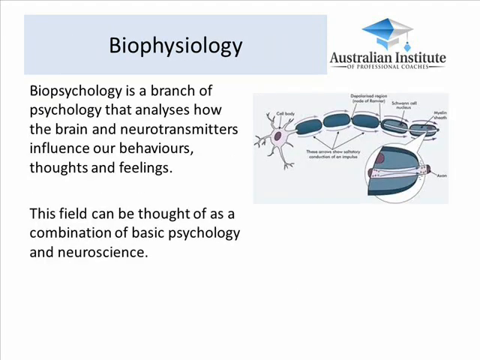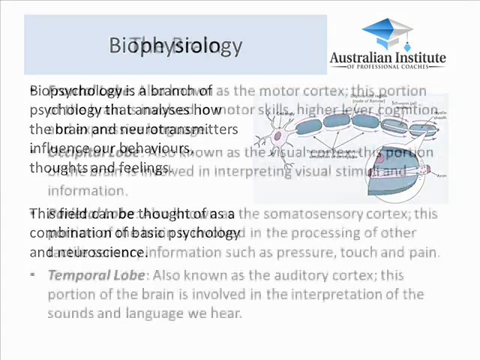A branch of psychology that's gaining increasing attention is biopsychology. Biopsychology is a branch of psychology that analyzes how the brain and neurotransmitters influence our behaviors, thoughts, and feelings. This field can be thought of as a combination of basic psychology and neuroscience. Neuroscience is becoming increasingly popular as a way of understanding how the brain works, how it transmits information through its sensors, and how thoughts, emotions, and feelings can be harnessed to optimize our life experiences.